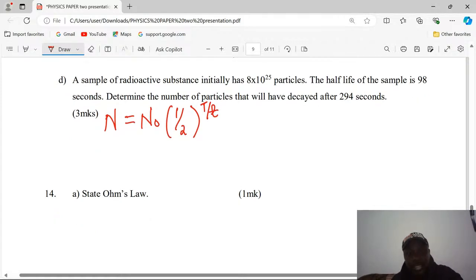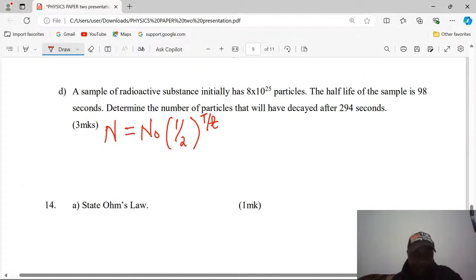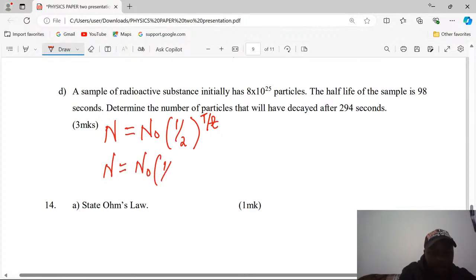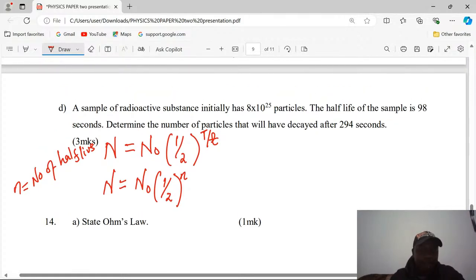Small letter t is the half-life. In other words, we can also write this formula this way. Then we have half raised to small letter n, where n is the number of half-lives. So if the half-life of this sample is 98, then how many half-lives are there within 294? 294 over 98 becomes 3.